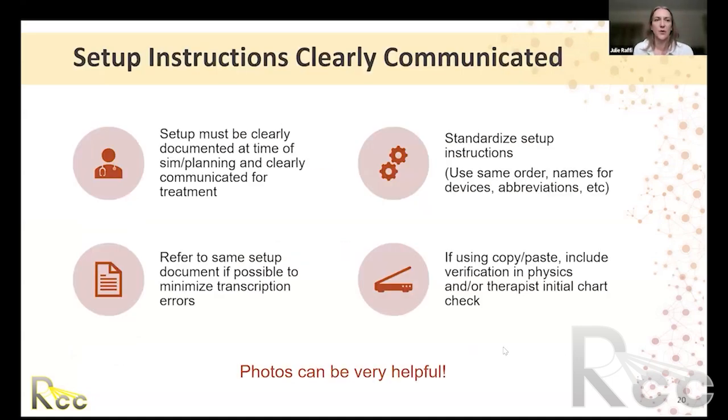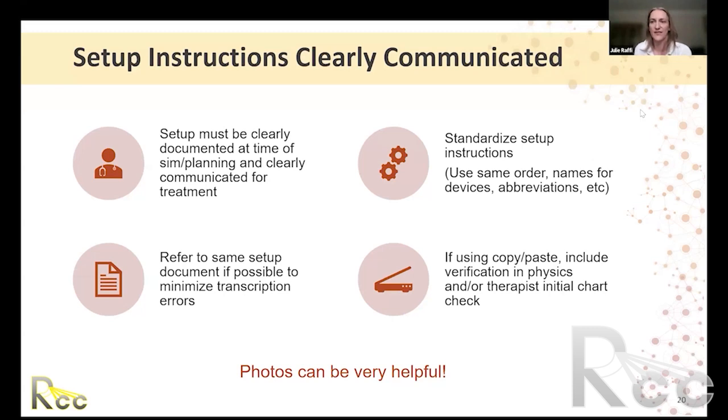So it's very important, you saw during your simulation presentation that setup must be clearly documented at the time of simulation. There might be additional notes added during planning if you're adding bolus or changing the setup slightly from how it was simulated, but all of these things need to be recorded and communicated clearly for treatment.